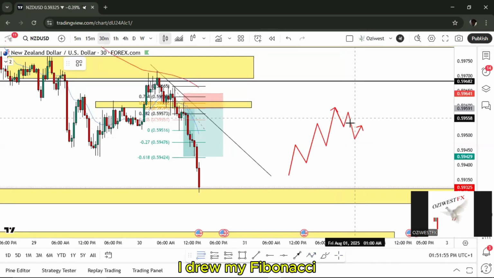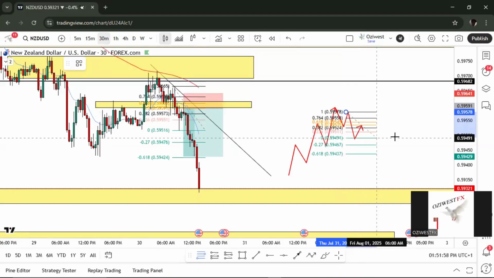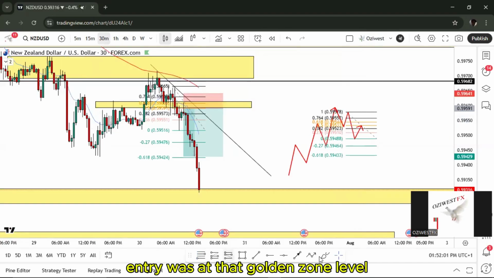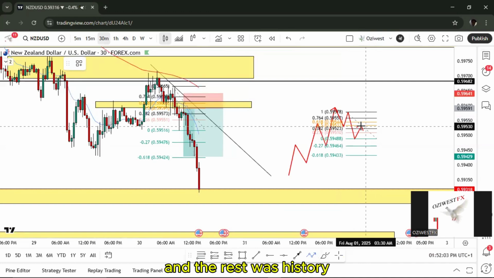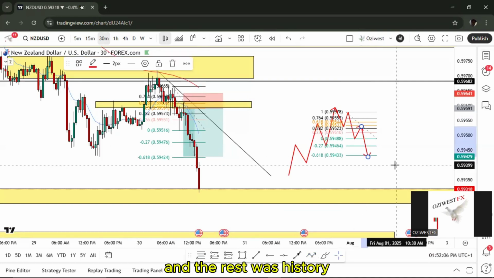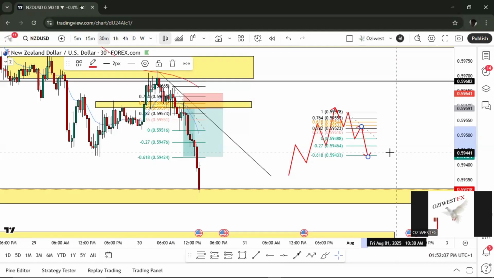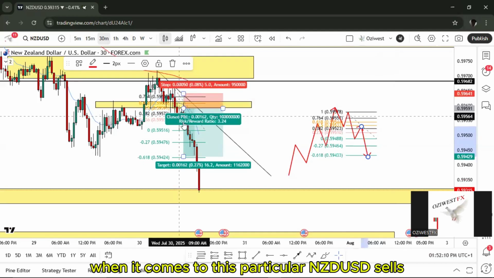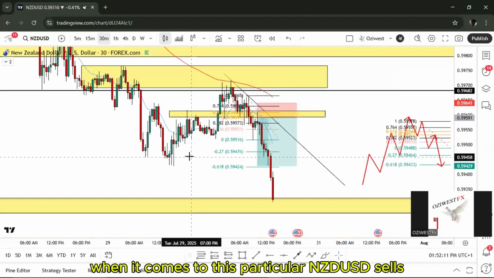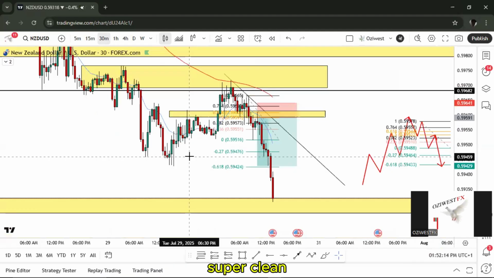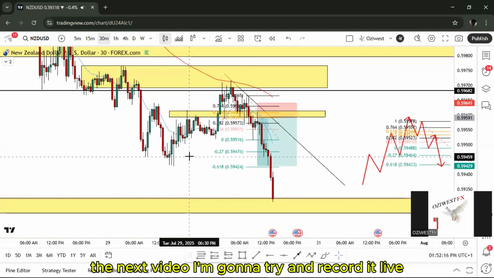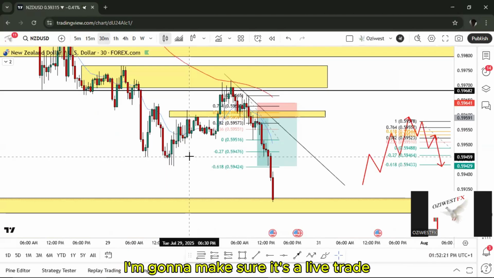I drew my Fibonacci from the swing high to the swing low. Entry was at that golden zone level, and the rest was history. So that was what I saw when it comes to this particular NZD USD sell. Super cool. The next video I'm going to try and record it live. I'm going to make sure it's a live trade so you guys can see how I execute my trades live.